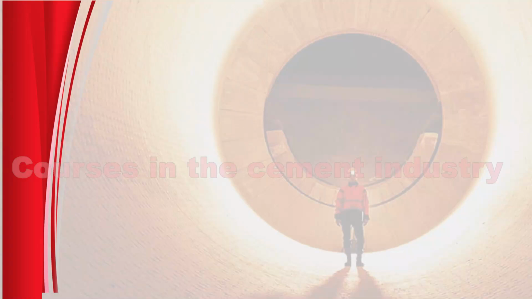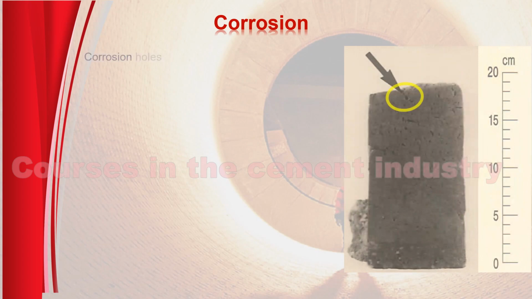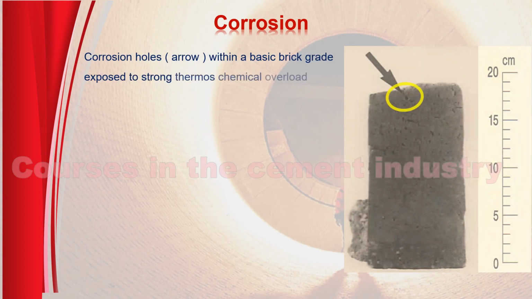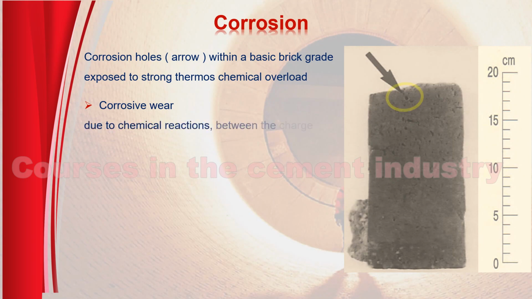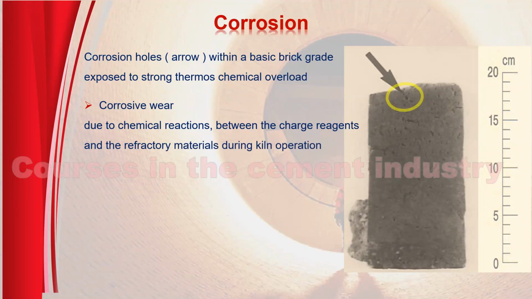The third reason: corrosion. We can see in this picture corrosion holes, arrow, within a basic brick grade exposed to strong thermochemical overload. There are different types of wear. 1. Corrosive wear, due to chemical reactions between the charge reagents and the refractory materials during kiln operation. 2. Abrasive wear, due to the large size of the charge being processed.